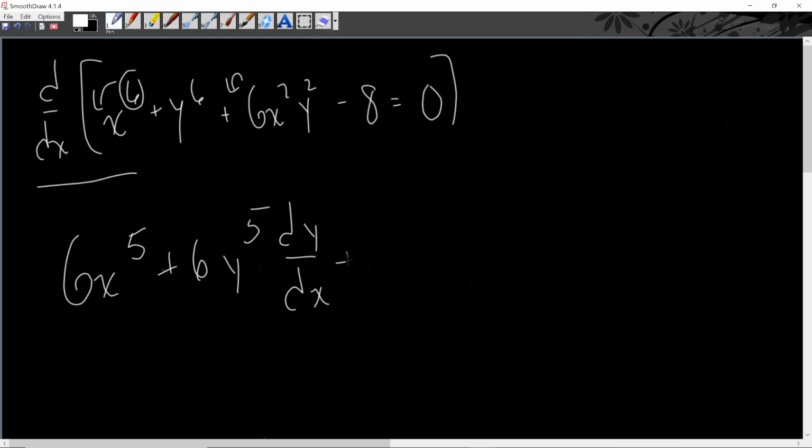We're going to have plus 12x y squared plus 12x squared y dy dx.